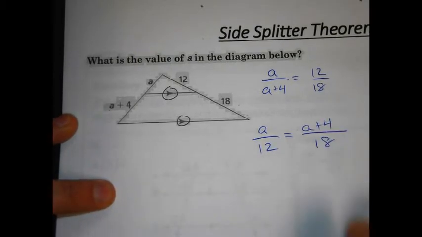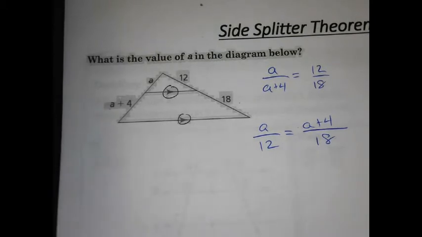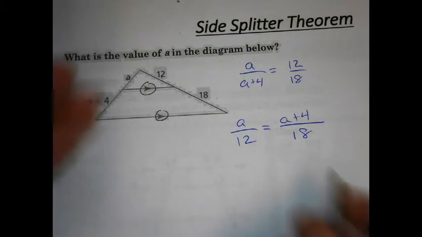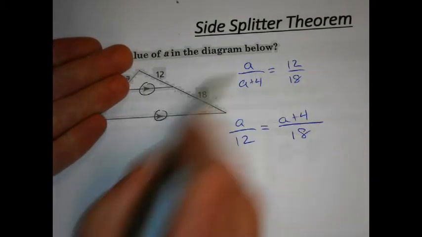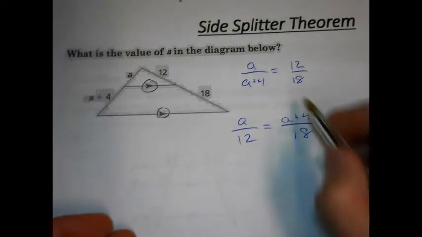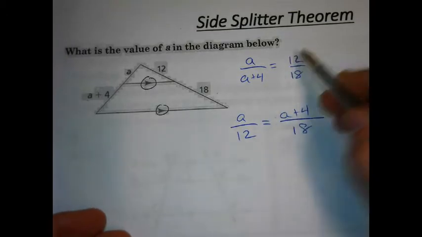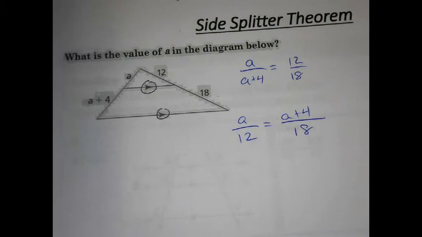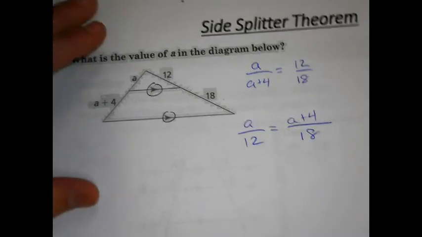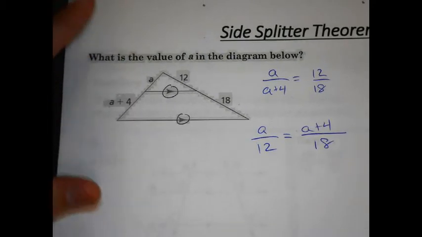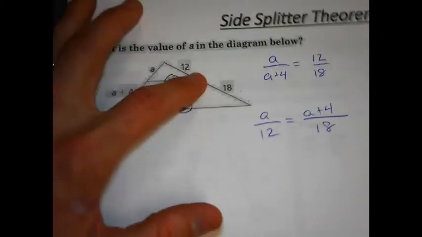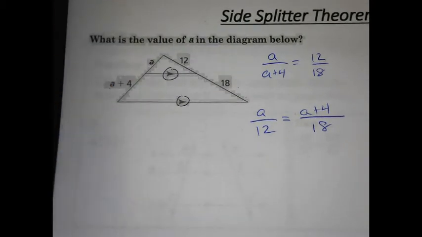Now, are these two the same? Yes, as a matter of fact, they are. Because look what's happening either way. The product of the extremes, 18a. The product of the means, 12a plus 48. So it doesn't matter how you see it, it can still be the same. And can we do the entire side as well? Yes, we can. A to 2a plus 4, 12 to 30, right? We could do that as well. So it doesn't matter how we look at it.